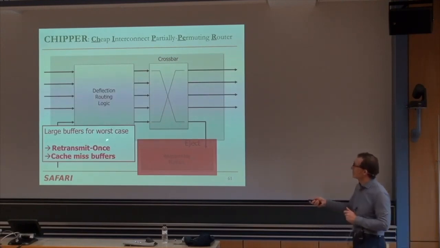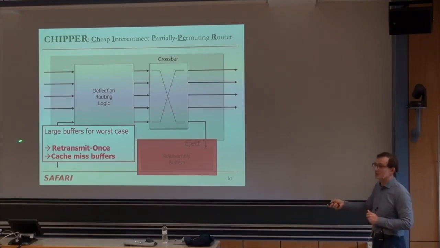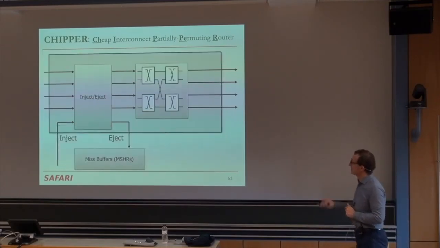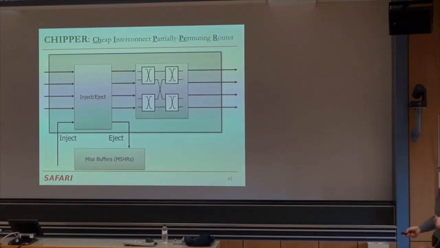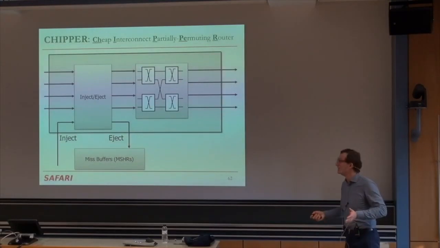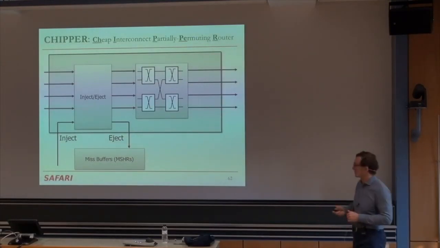And then we got rid of the large buffers for the worst case with the idea of retransmit once and using cache miss buffers as the reassembly buffers. And then your router looks like this. So it's a much simpler router right now. So the question is, what is much simpler? And what kind of performance do you get out of this much simpler router?